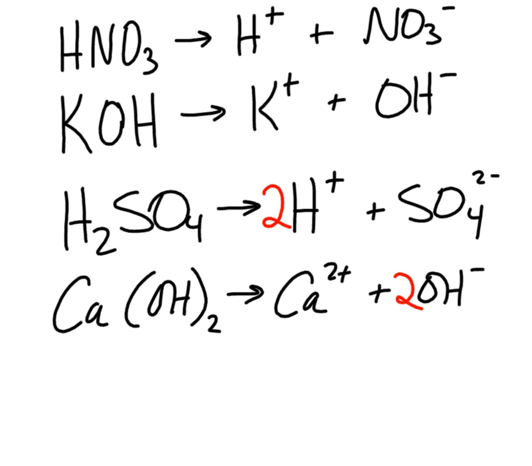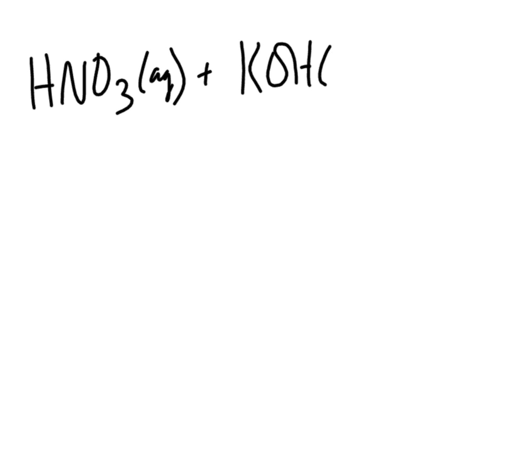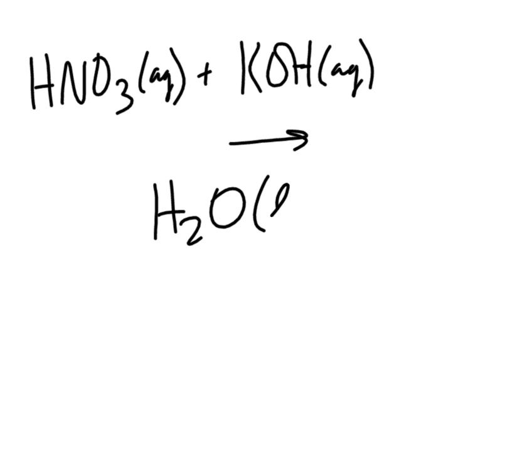Now let's take a look at a neutralization reaction. Let's go ahead and say between nitric acid and potassium hydroxide. So I'm going to have HNO3, which is aqueous, plus KOH, which is also aqueous. I have an acid and a base right here, which means my product is going to be a salt and water. So automatically, I'm just going to go ahead and put my water, which will be a liquid.